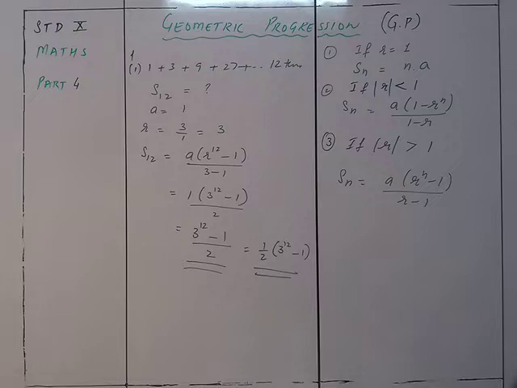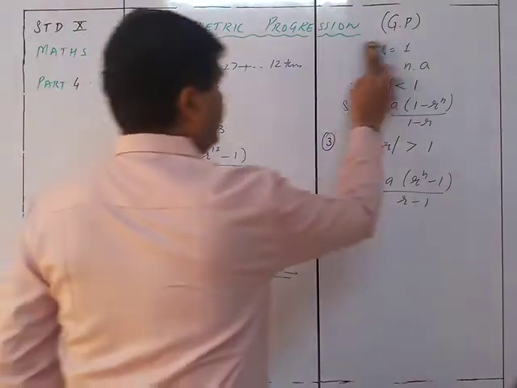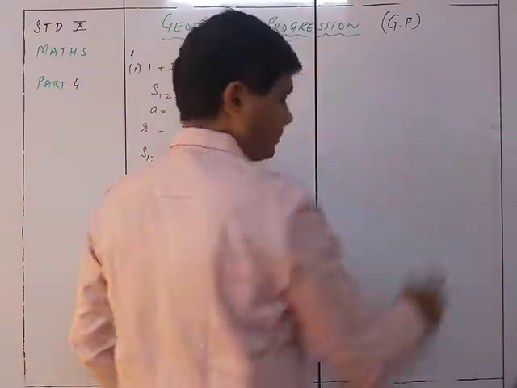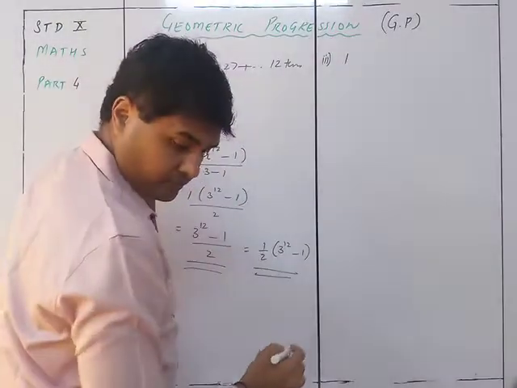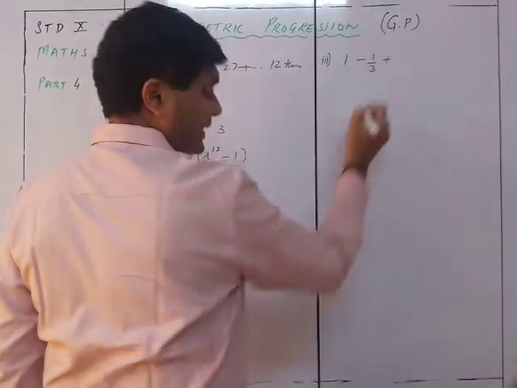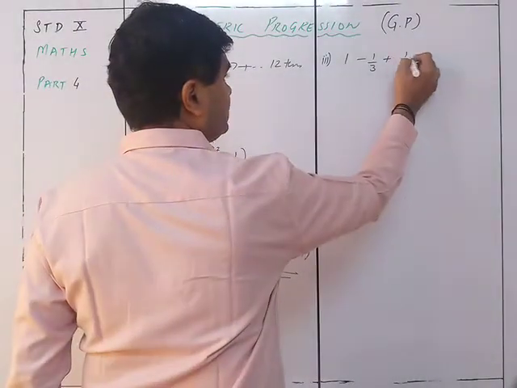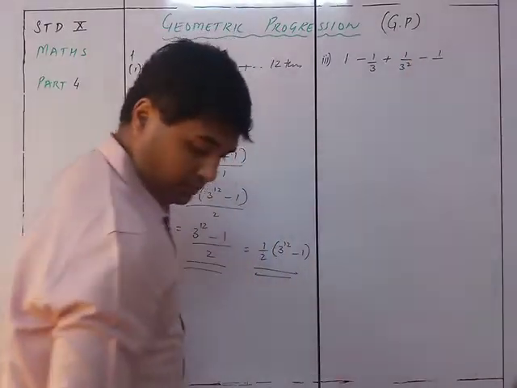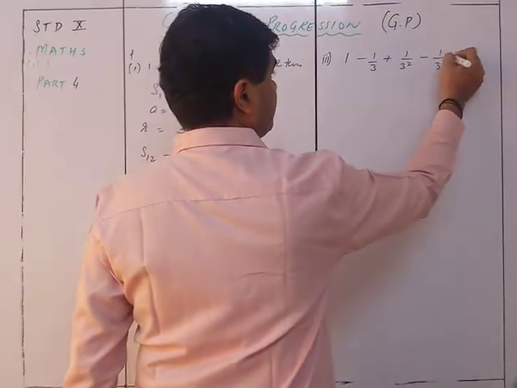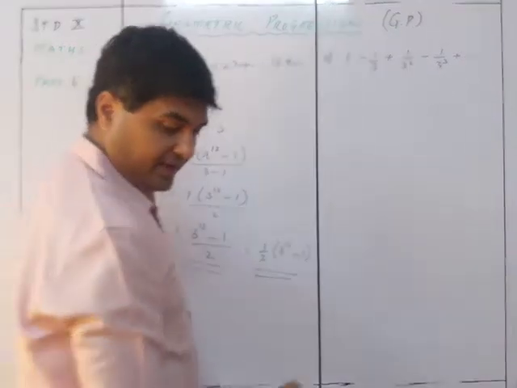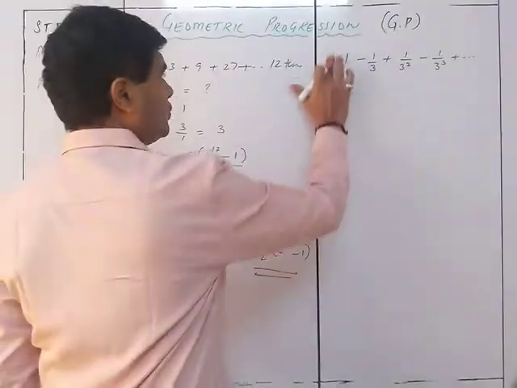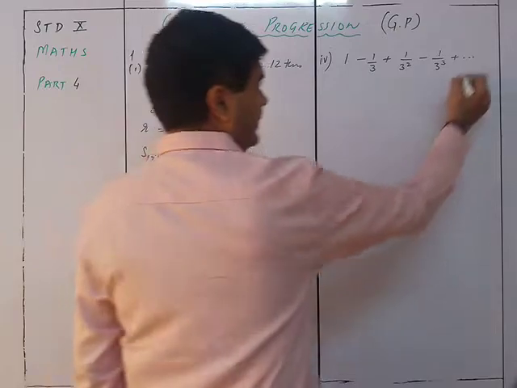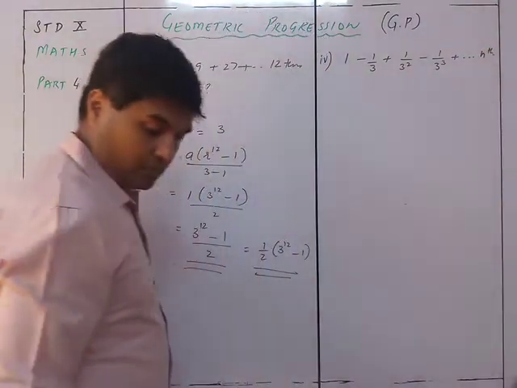That was sum number 1. We move on to sum number 3. Third of the first one: 1 minus 1 upon 3 plus 1 upon 3 square minus 1 upon 3 cube plus up to... Oh no, I took the wrong sum. This is the fourth one anyway. Till the fourth one, not a problem. We have to take it up to nth term. Okay, n terms.